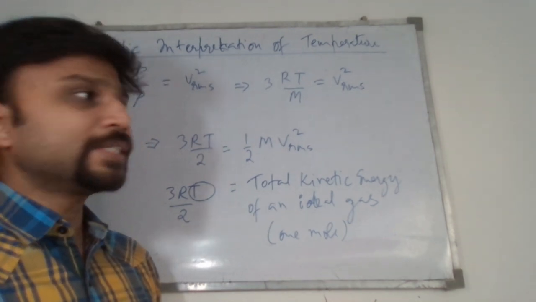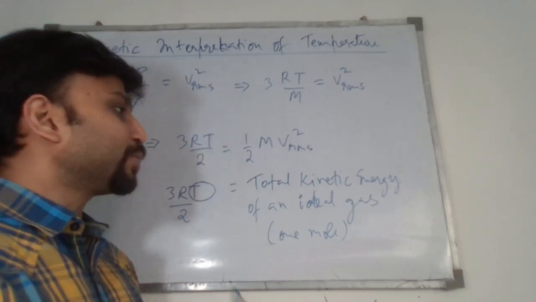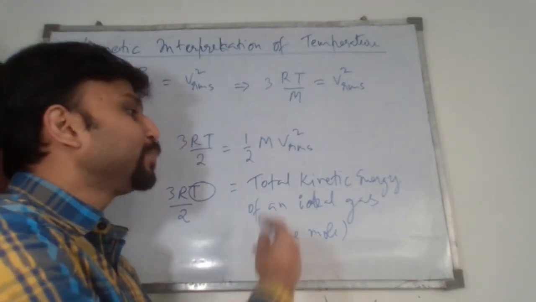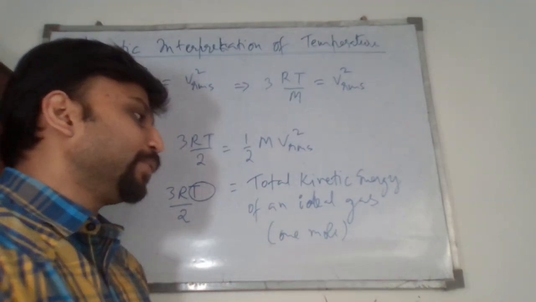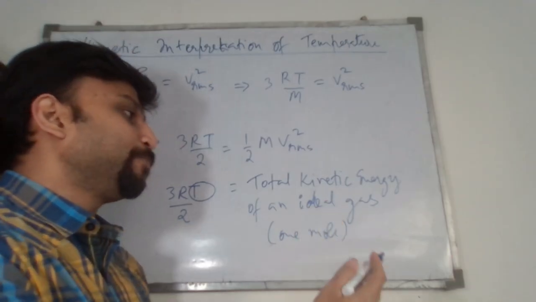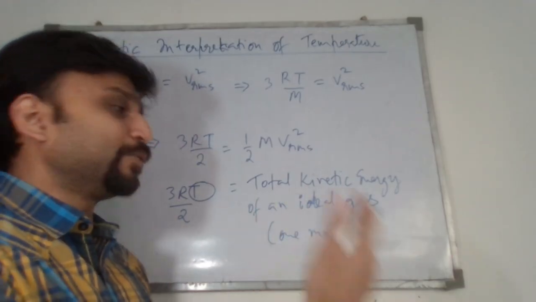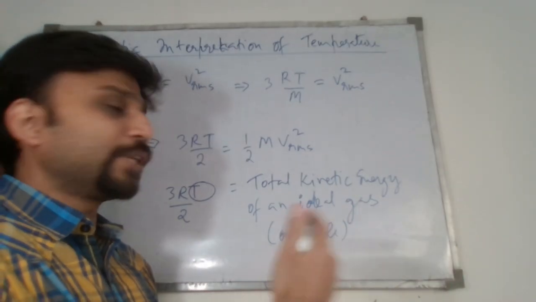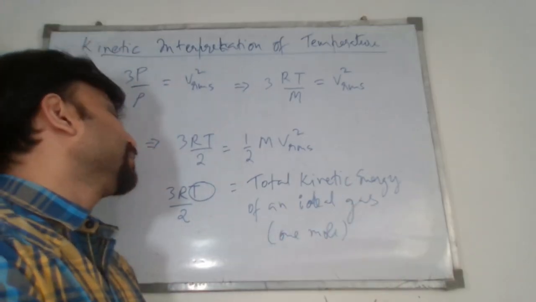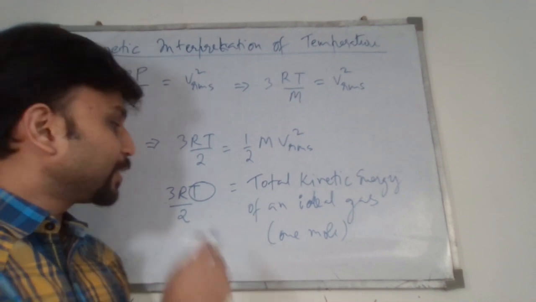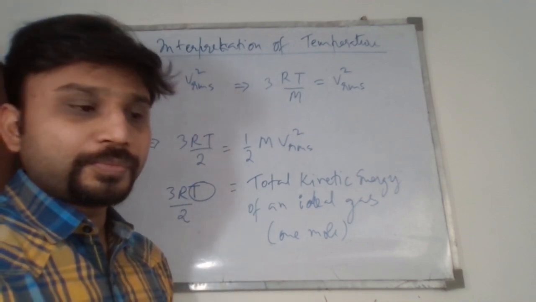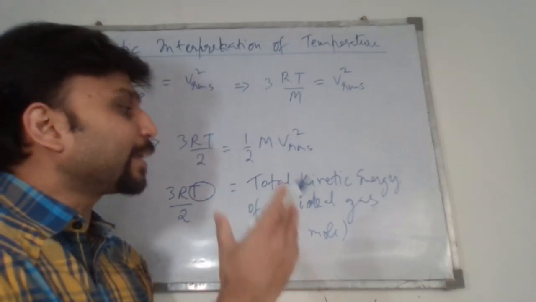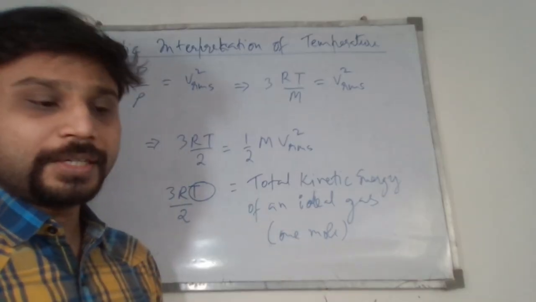Second point, this is independent of the nature of the gas. We have not used any information about what kind of gas this is, whether it is hydrogen, helium, nitrogen or oxygen, whatever. The total kinetic energy of the ideal gas is going to be this expression, 3RT by 2. One more term is also there, the rotational kinetic energy term. But we can say that the kinetic energy is proportional to temperature.